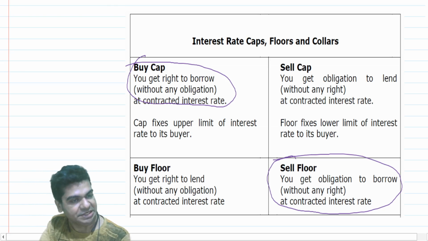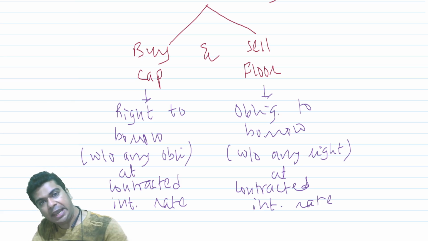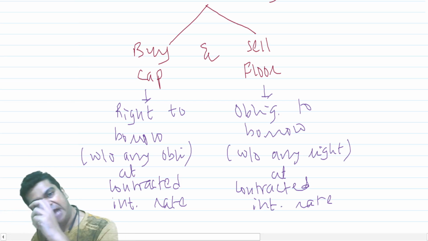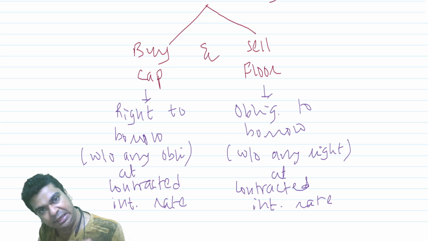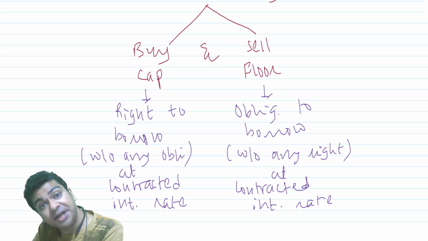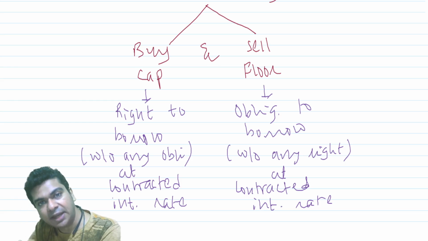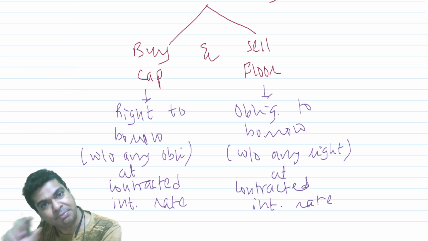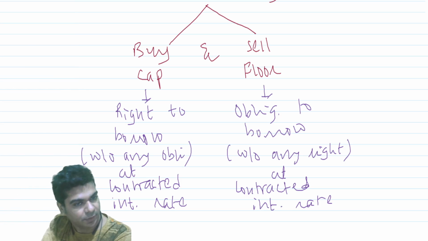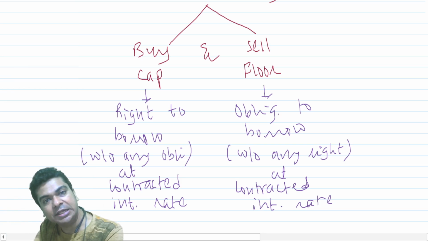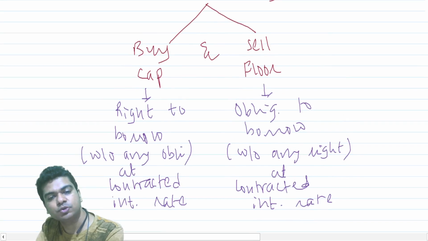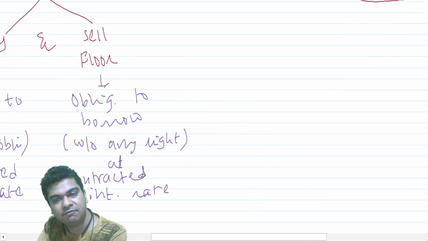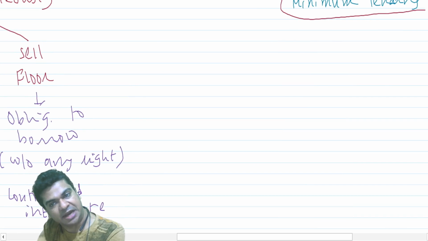Let's return back. In a collar strategy, I will buy a cap option and simultaneously sell a floor. I will buy a cap at a rate which is higher than the rate at which I am selling a floor. This is a precondition in an interest rate collar: the cap rate should be higher than the floor rate. Let's see what will happen when you design this kind of strategy.